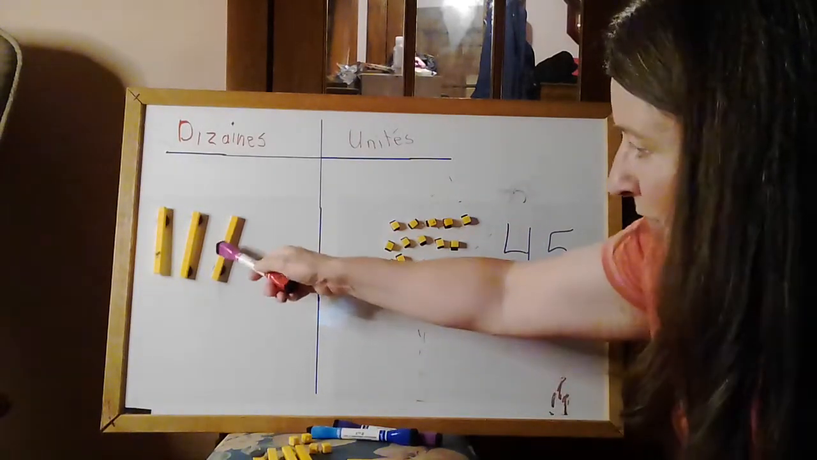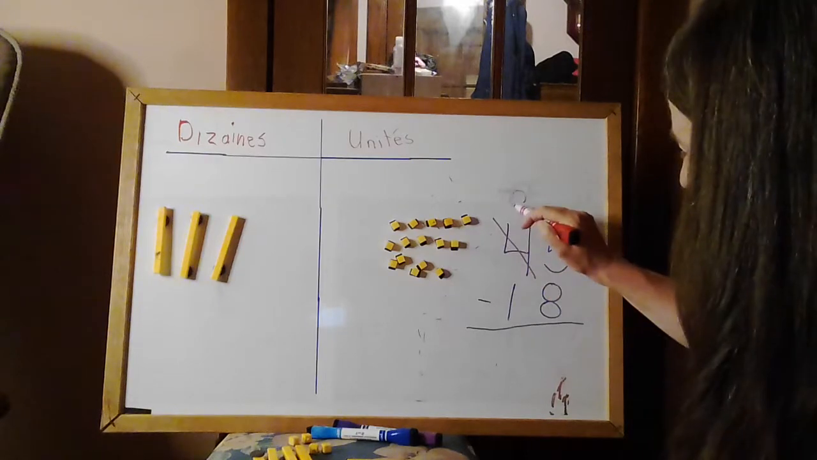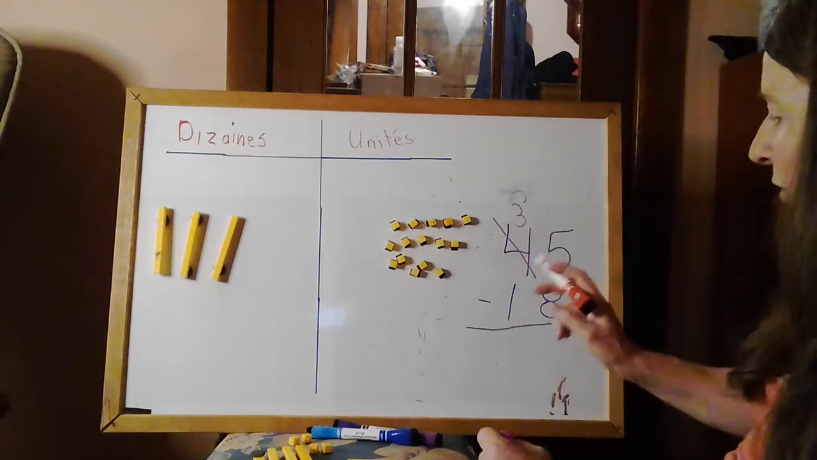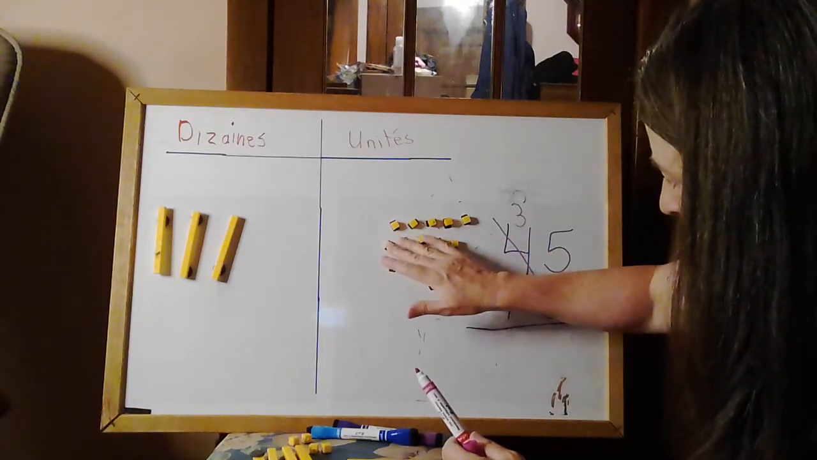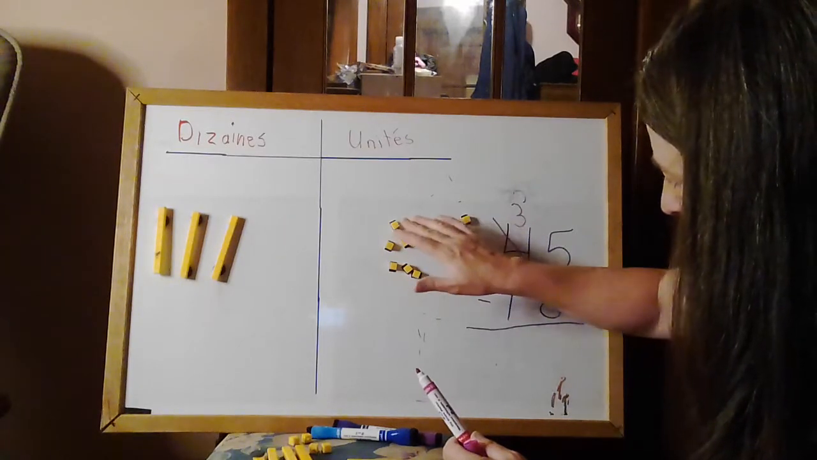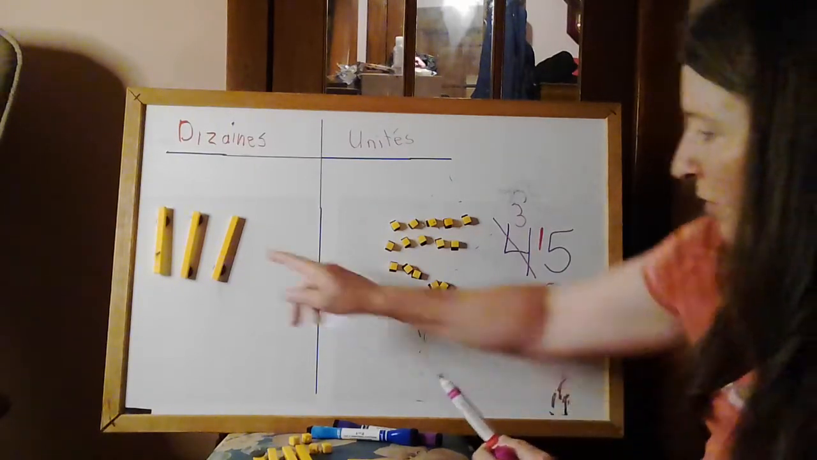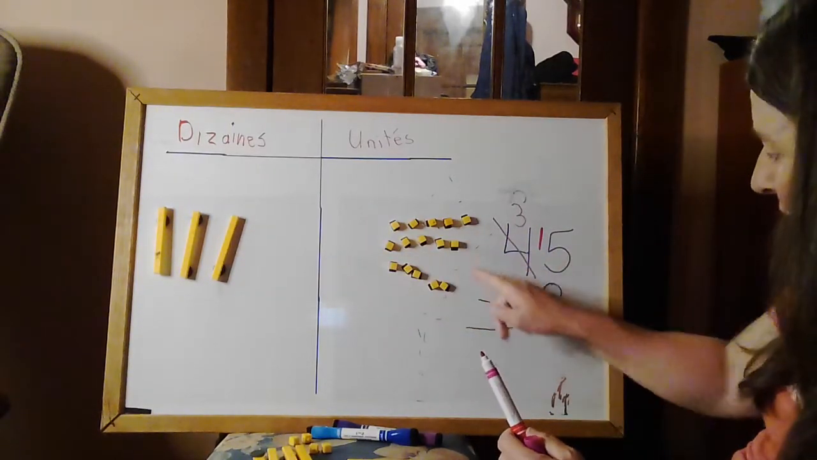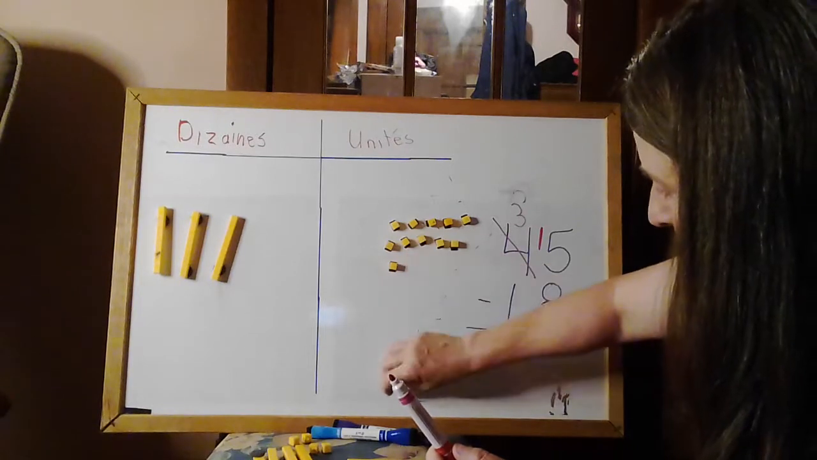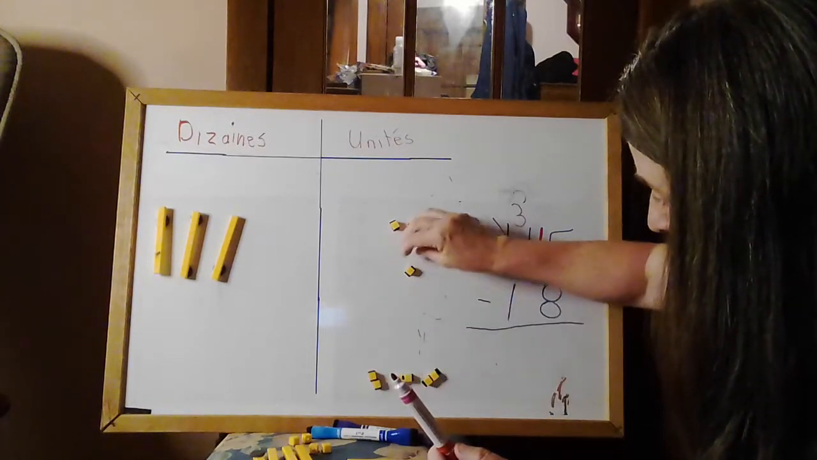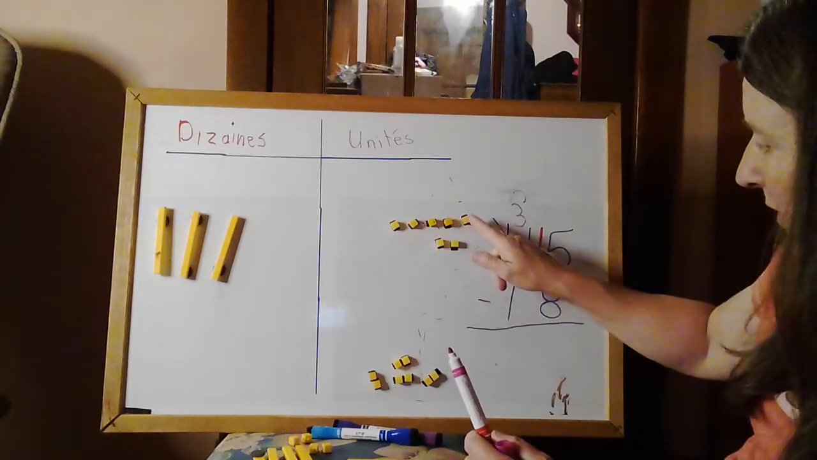Now, I no longer have 4 tens, so I'm going to make a note of that. I only have 3 tens now. And how many ones? Ooh, quite a lot. 2, 4, 5, 6, 7, 8, 9, 10, 12, 14, 15. 15 ones. 3 tens, 15 ones. Now, 15 ones take away 8. Can I take away 8? No problem. 2, 4, 6, 8. Here we are.